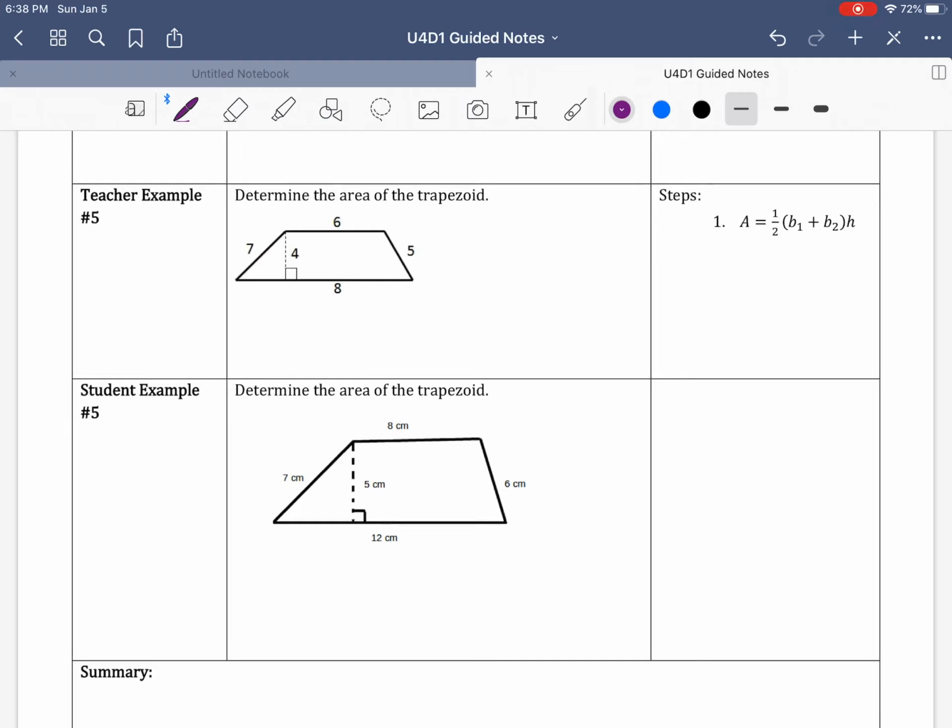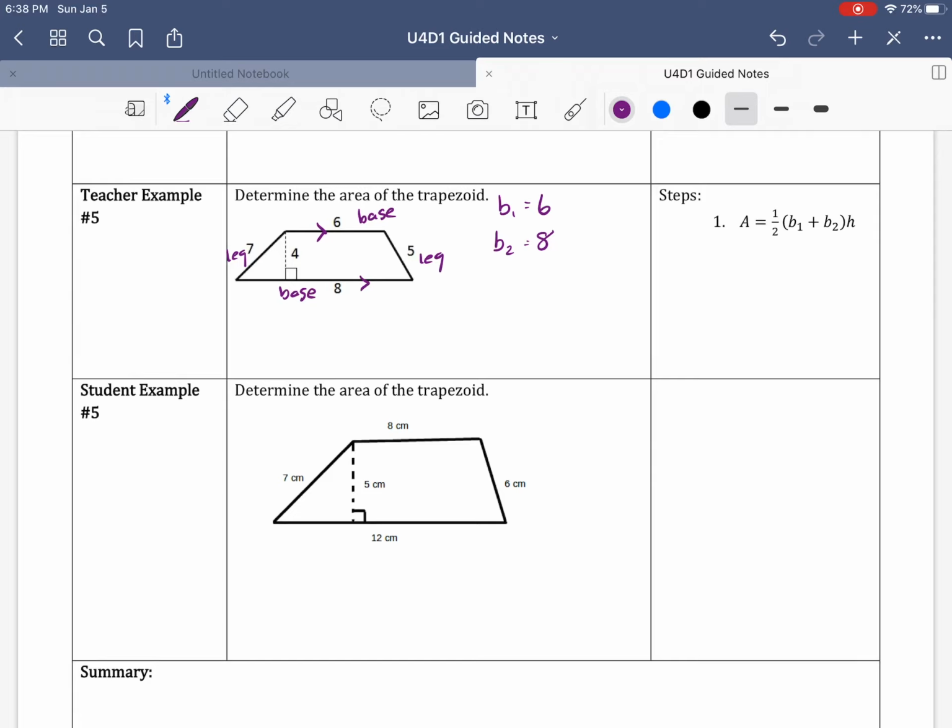All right, and for our last teacher example, let's find the area of this trapezoid. Again, using our equation, 1/2 the sum of the bases times the height. So we start off the same way. I need to find my bases, so I find where are the sides parallel. Base, leg, leg, base. And then I'm gonna label. I know my base 1 is 6, my base 2 is 8.